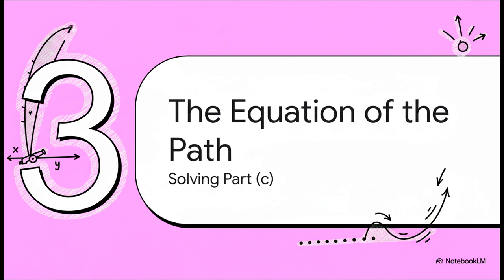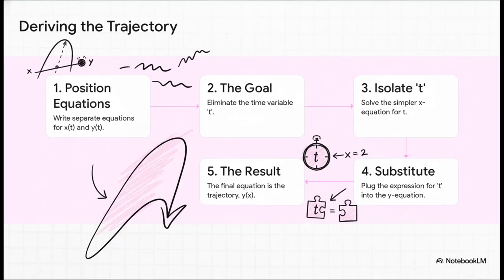Let's find the equation of the path. This time, we're not just looking for how far or how high it goes. We want to describe the exact shape of that arc. We want to find y as a function of x. So the strategy here is a classic move in physics.